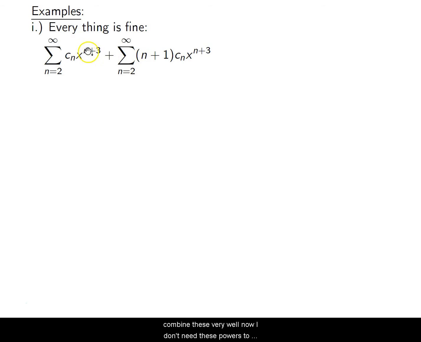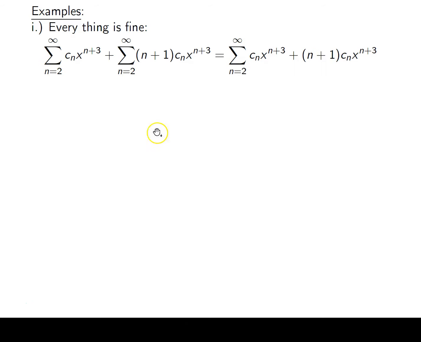Now, I don't need these powers to match up in order to add them together, but it makes things a lot more convenient. I do need the indices to match. Since these are both sums starting at n equals 2, and they both have x to the n plus 3, I can just add them as a single series where the general term is this plus this. This whole thing is my new general term.